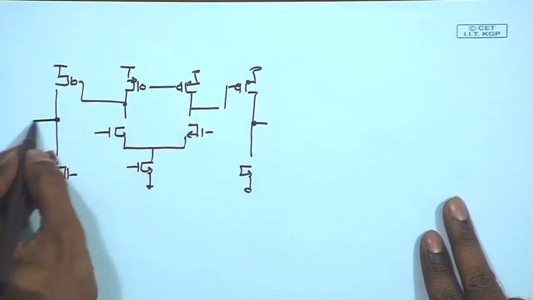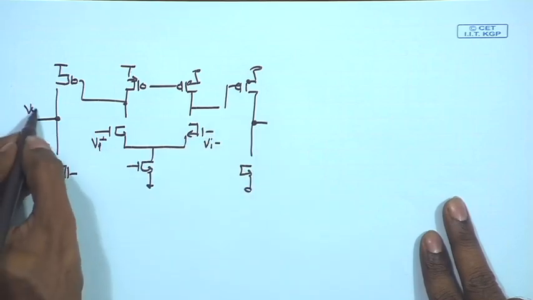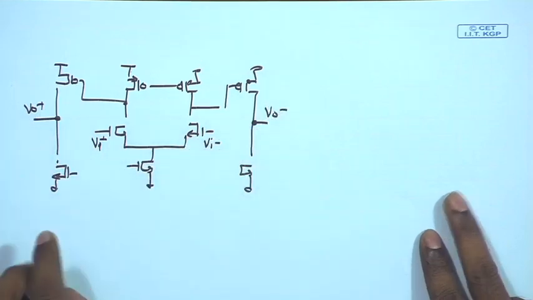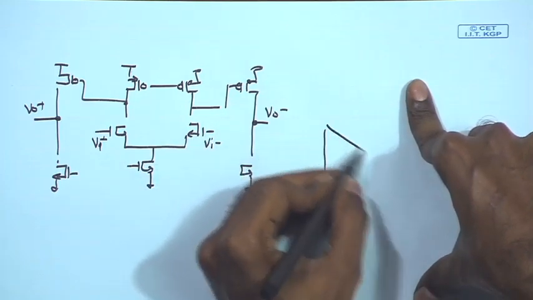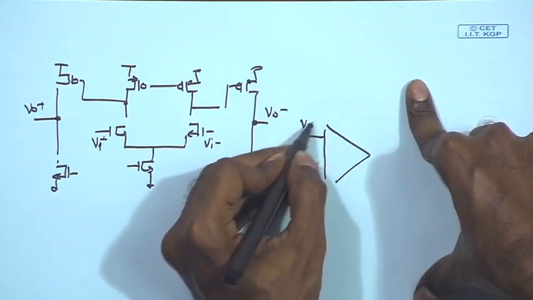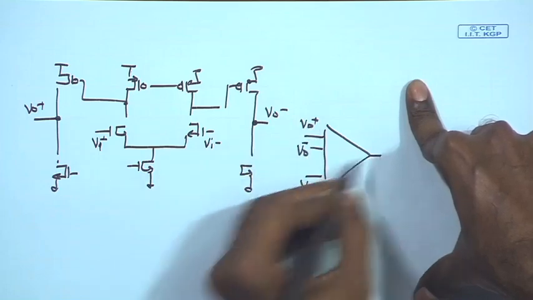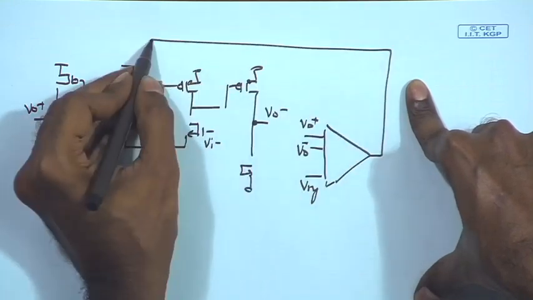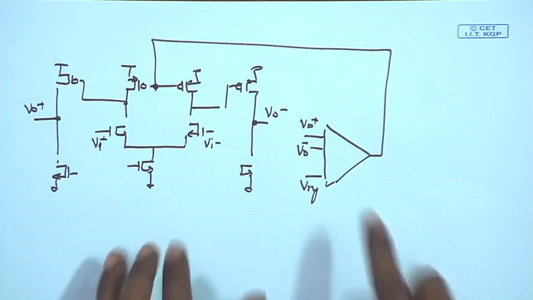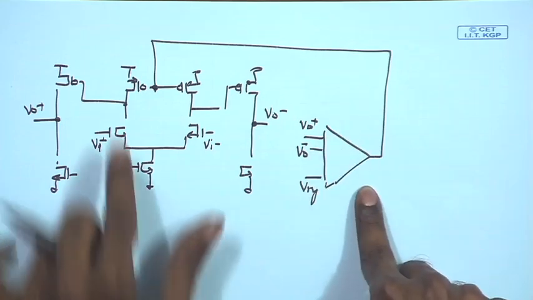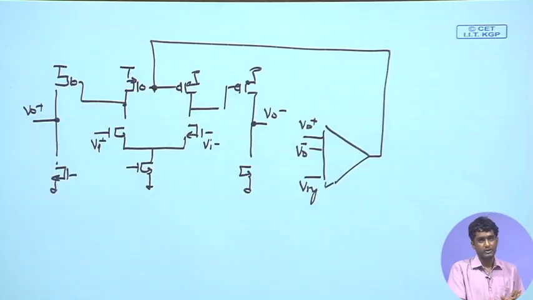you have VI plus and VI minus, and you have VO plus and VO minus. In this case, the error amplifier, if I draw it, has two inputs which are taking up VO plus and VO minus, and the third one is just the Vref, and then the output goes back to my PMOS load. So this is a single loop common mode feedback where we are relying on only one error amplifier which is sensing the final output and giving the bias point over here.